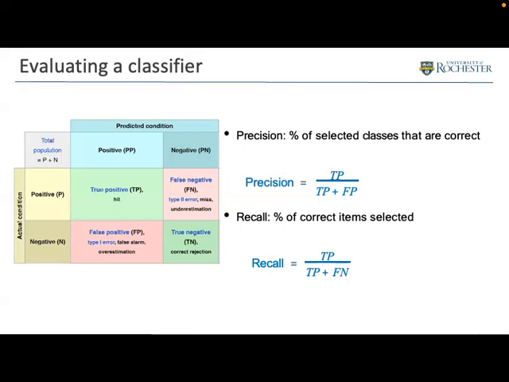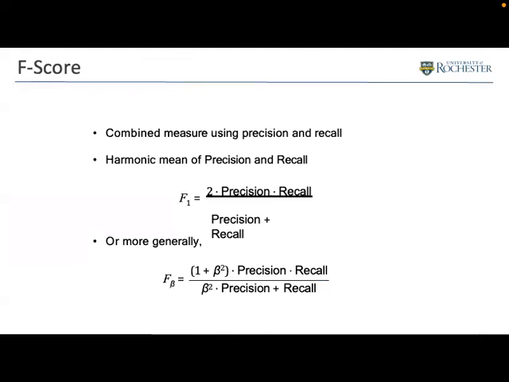We use precision and recall to evaluate the classifier instead of just using accuracy, because in some cases accuracy might be biased for the evaluation. If we combine precision together with recall, we get the F1 score, the harmonic mean of precision and recall: 2 times precision times recall over precision plus recall. Okay, there is some problem with the display.